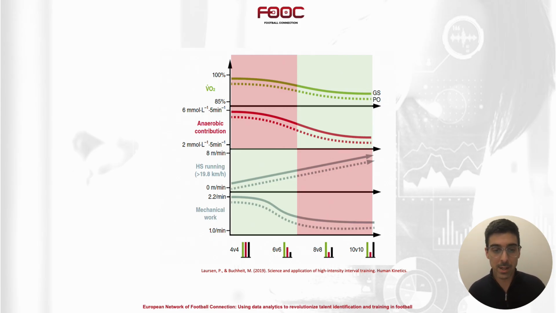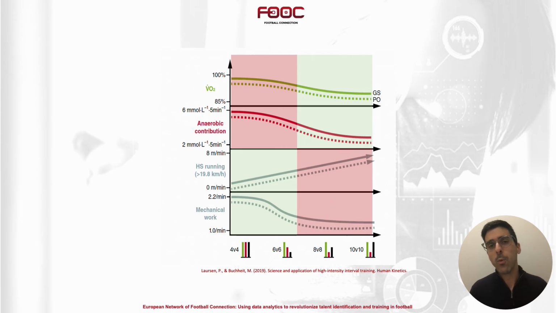However, we can also observe here that for running demands as high-speed running, these smaller formats are not so interesting for accumulating meters in this type of demands. That's why we should implement 8 versus 8 or 10 versus 10, because the field allows players to run more and achieve the speed that they need in a given time.